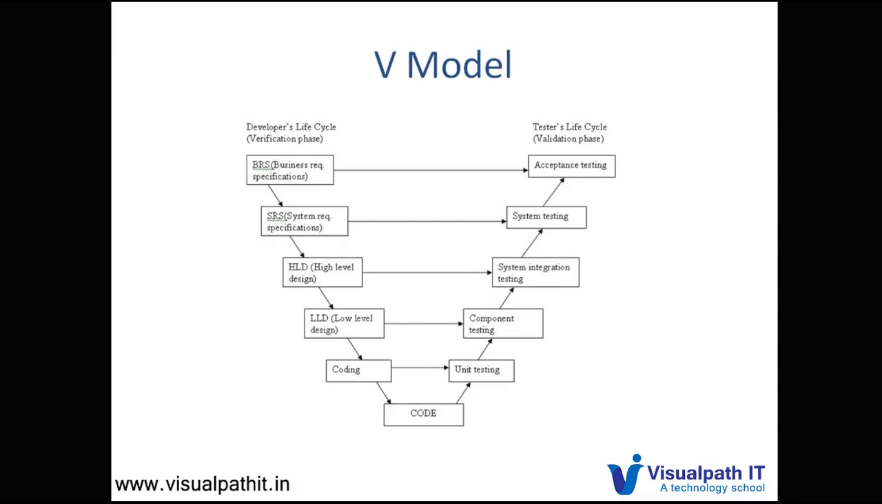So this is one more diagram depicting a V model. It is a bit more detailed. So as we can see, it's the same, but in detail. For coding we have unit testing, for LLD design we have component testing, for HLD it's system integration testing, for the software requirement specification again system testing will work, and for the business requirement we have acceptance testing.